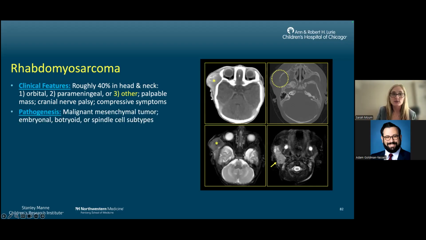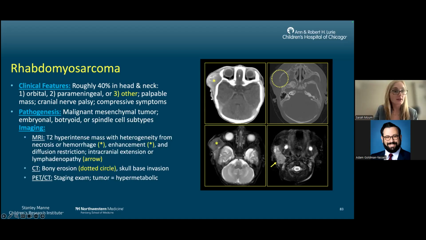Pathology-wise, these are high grade, small, round blue cell mesenchymal tumors. They can be embryonal, botryoid, or spindle cell in subtype. During infancy, those are the common subtypes we see. The spindle cell subtype has a favorable prognosis.